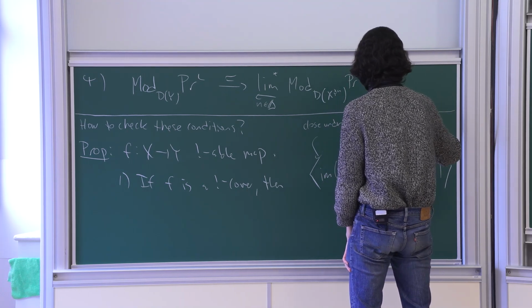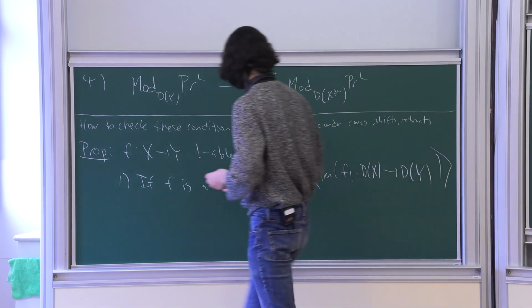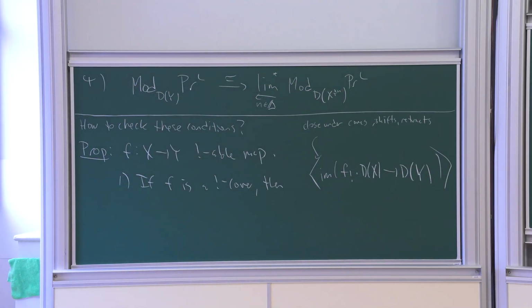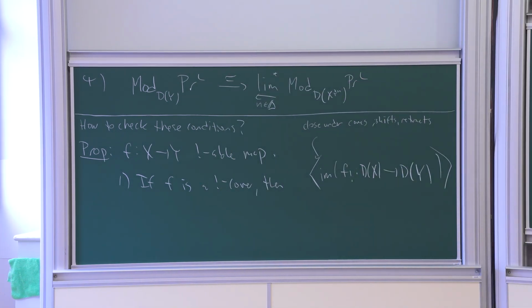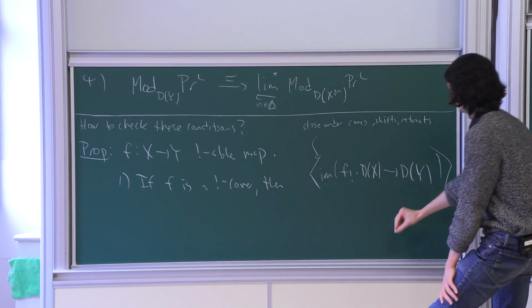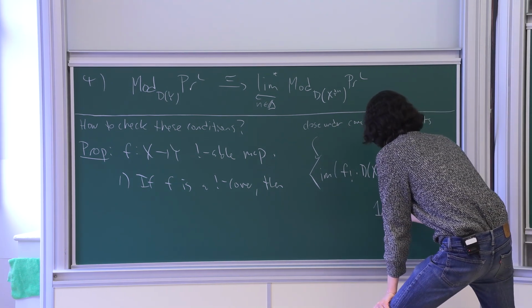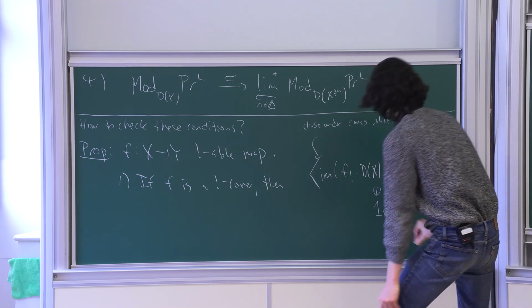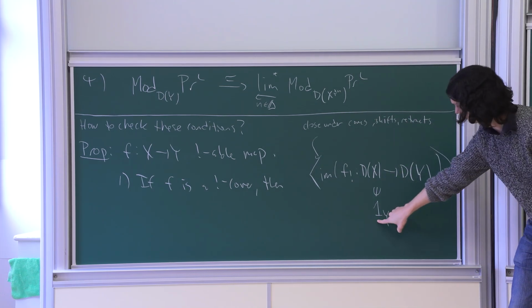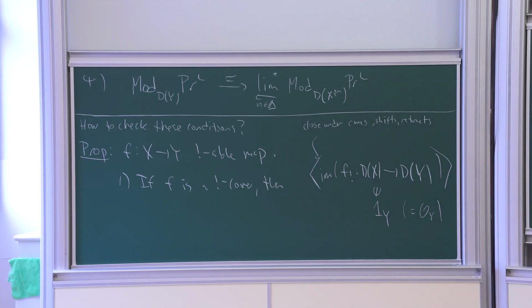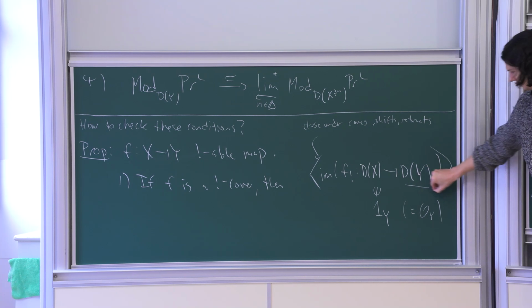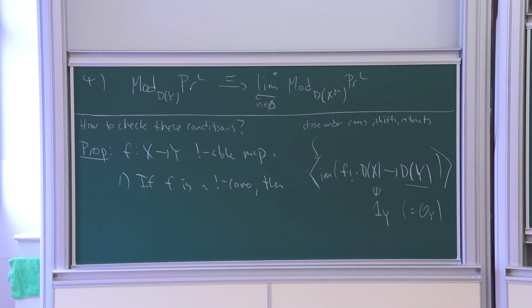Idempotent retracts, I count that as finitary. Then you get an a priori bigger category. You can ask whether it's the whole thing, or you can ask whether it just contains the unit. I'm writing one y for what you would normally think of as the structure sheaf of y. I mean the unit object in this symmetric monoidal category with respect to its tensor product.